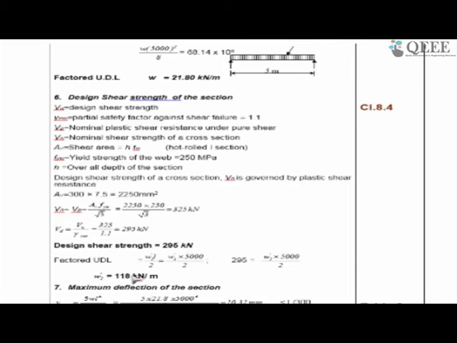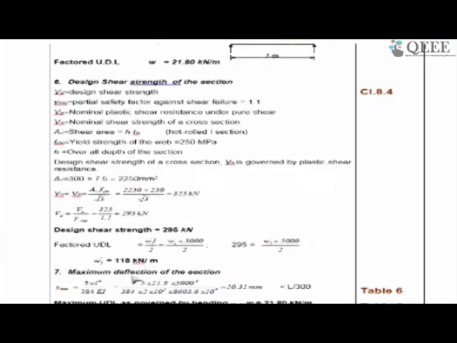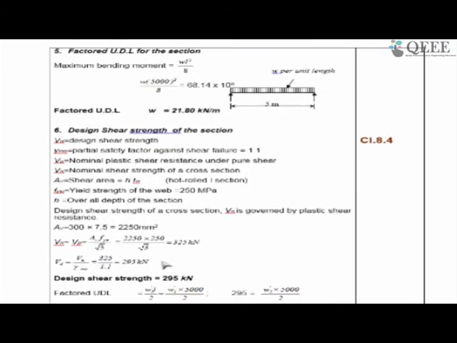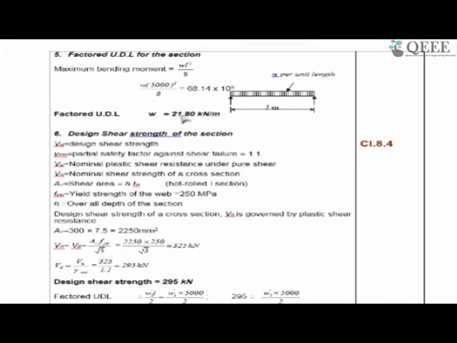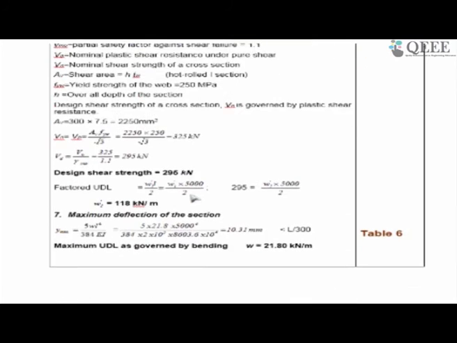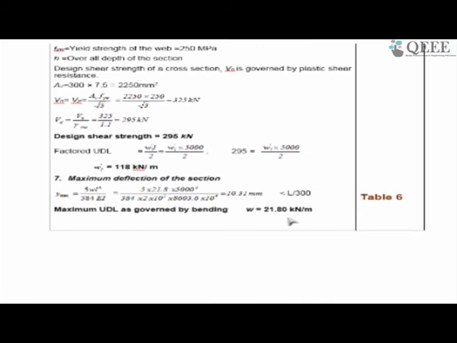Okay, so sorry, it should have been kilonewton per meter length of the beam, which is way high compared to this. So it's not going to govern, right? So that's not a problem. So I can easily put 21.8, without having any shear failure of the web. So that is the final answer.